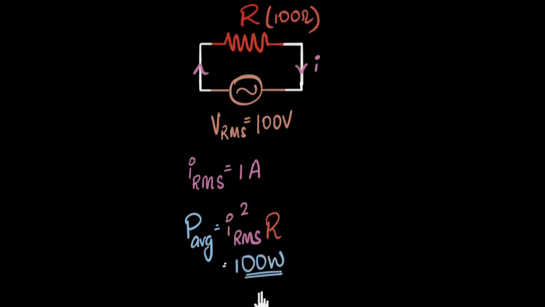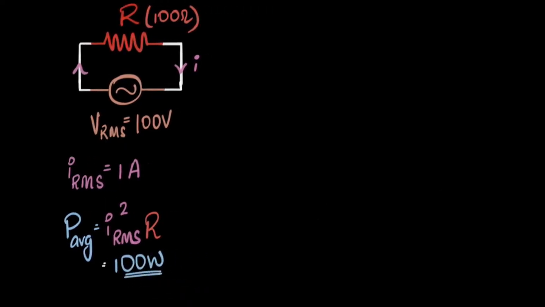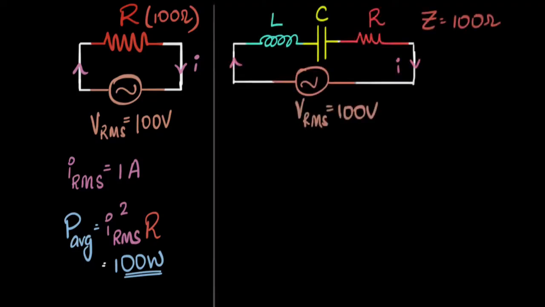All right. Now here's my question to you. Suppose this time I have an LCR circuit whose impedance is also 100 ohms. And it is also connected across the same voltage source as before, 100 volt RMS. Then the RMS value of the current here will also be, just like before, RMS voltage divided by total opposition, which this time is the impedance. 100 by 100 is going to be 1 ampere.